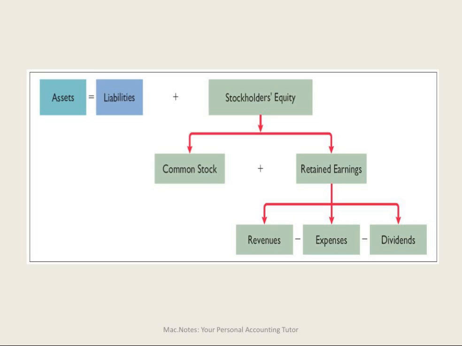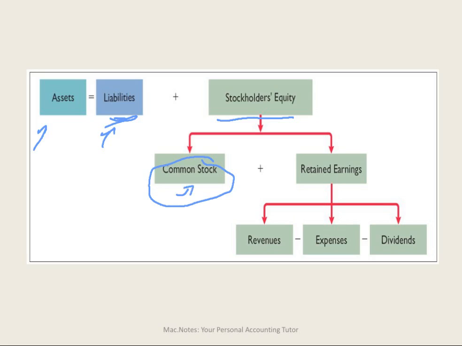Now visually we can expand the accounting equation: assets equal liabilities plus shareholders' equity. Assets are things owned by the business. Liabilities are people that the business owes. The equity now is in two parts. One, common stock. That is what the shareholders invested in the business. That's the value of their investment.